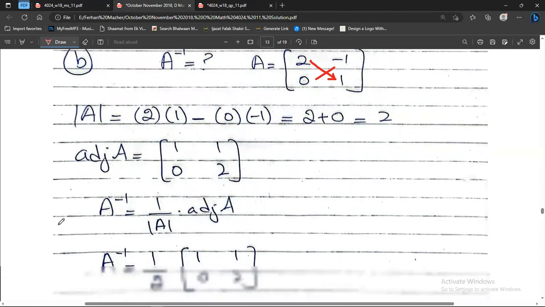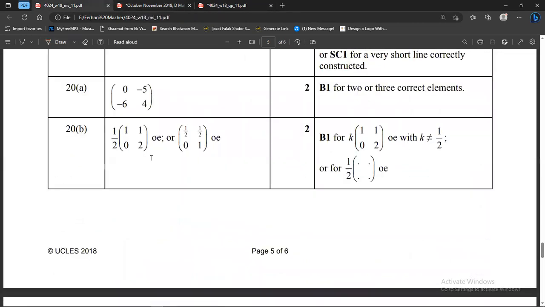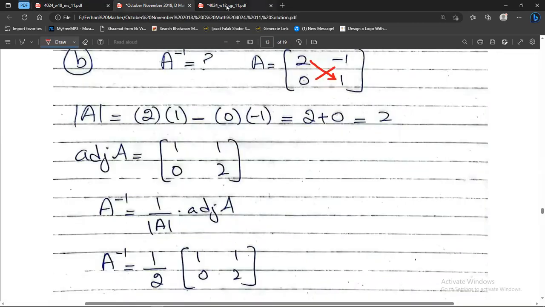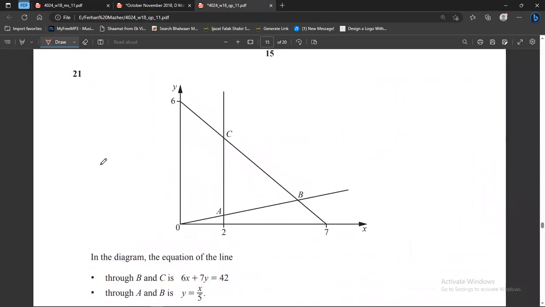So you will have 1 1 0 2. The formula for the A inverse is 1 by the determinant of A into the adjoint of A. So you will have 1 by 2 into 1 1 0 2. This is how you find it; 1 by 2 into 1 1 0 2 is the right answer, sir. This is the solution, and hopefully you understand. Okay, so we are going to the next question. The next question is question number 21.